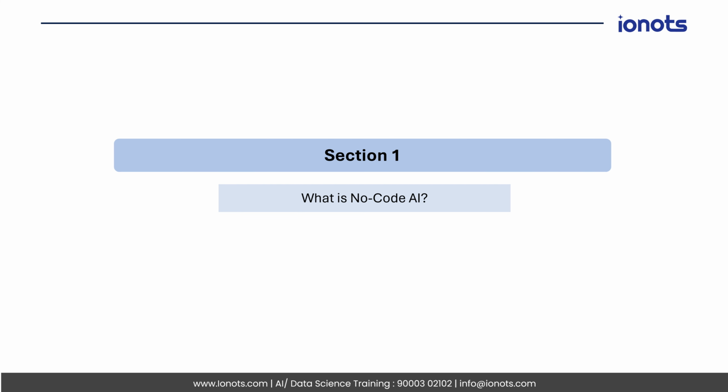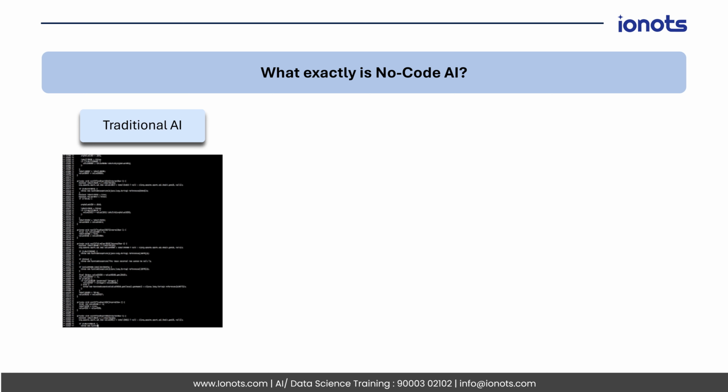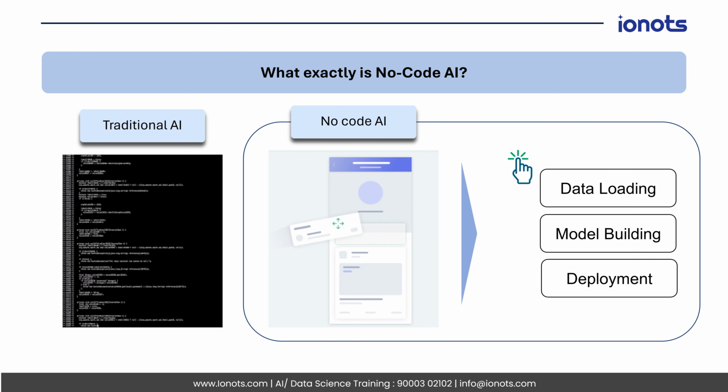So let's begin with our first section and talk about what actually is no-code AI. Traditional AI involves writing thousands of lines of code to build end-to-end ML pipelines. But with no-code AI, you can actually load, build, and deploy machine learning models without writing a single line of code. So instead of programming, you actually use drag and drop interfaces, visual workflows, and automated data processing. These systems are developed in such a way that any non-tech professional can also use them without any coding experience.